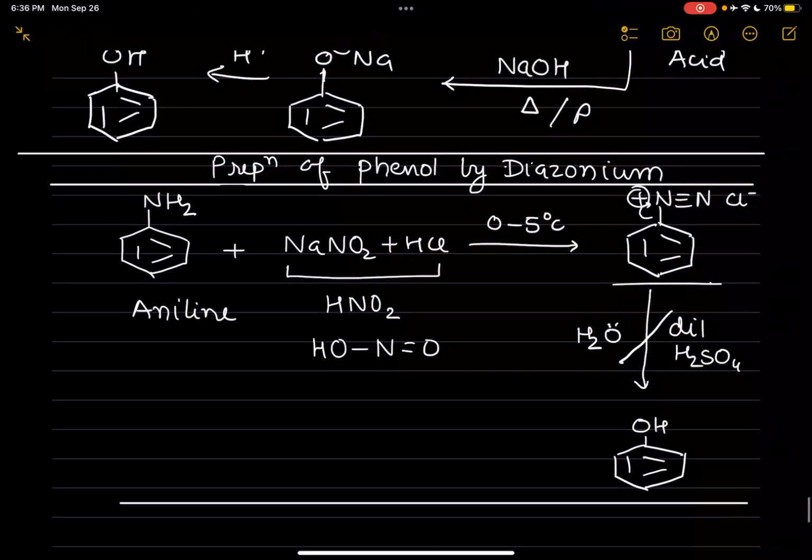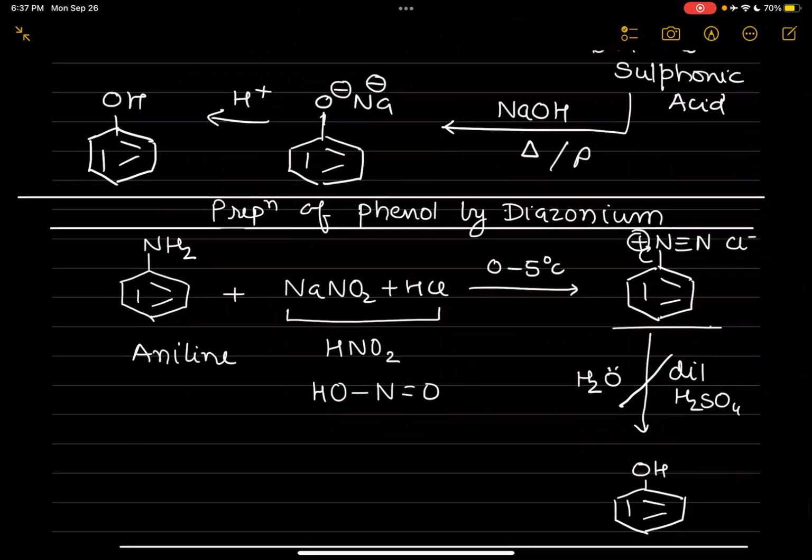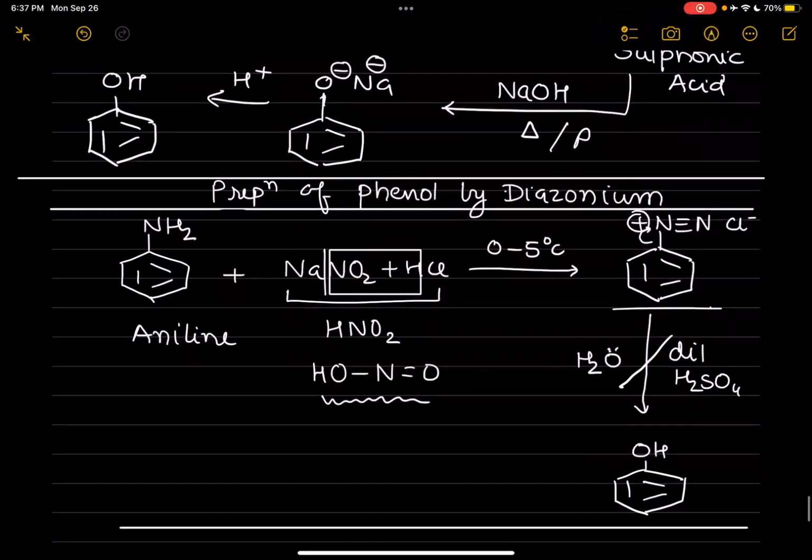So diazonium, what is the method? You react aniline with NaNO2 plus HCl. NaNO2 plus HCl is the same as nitrous acid, because nitrous acid is not available in the lab, so you take NaNO2. This will give you nitrous acid and NaCl. Okay, and NH2 is there.